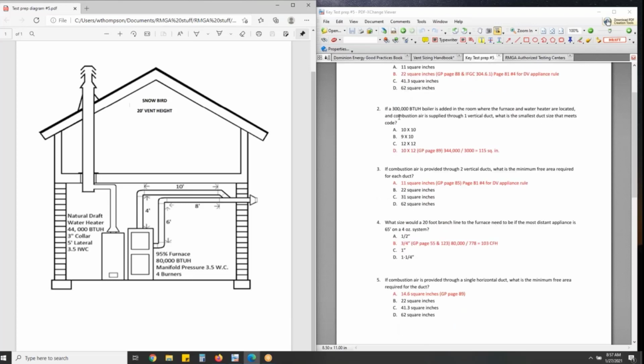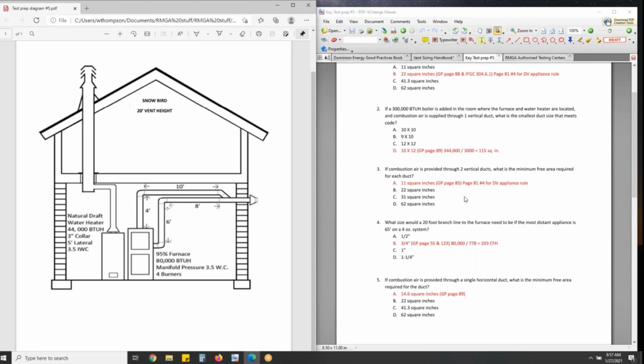If a 300,000 BTU boiler is added in the room where the furnace and water heater are located, and combustion air is supplied through 1 vertical duct, what is the smallest duct size that meets code? Okay, everyone come up with D, 10 by 12. And all we did was add 300,000 BTUs to what existed, 44,000. We don't need to provide combustion air for this because it's a direct vent furnace, has its own combustion air. See, they try to trick you up there, okay? All right, everyone good there on that one?